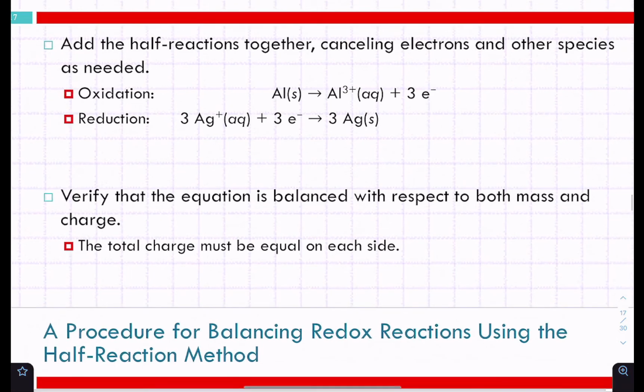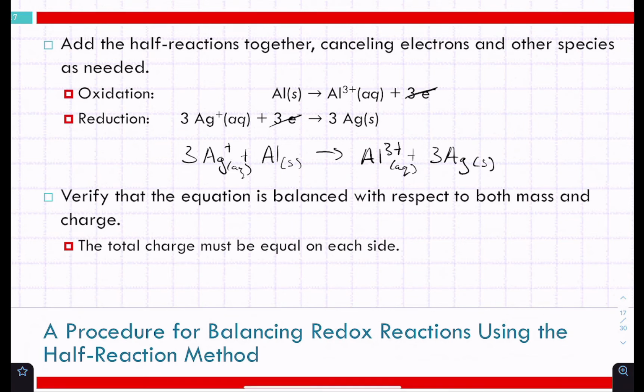When we add these together, just like when going from complete to net ionic equations, we cancel out all of the stuff that remains the same on both sides. That's what we're doing here when we add these together. So this is going to be 3 Ag plus Al, aqueous, and then Al3+ plus 3 Ag, solid.